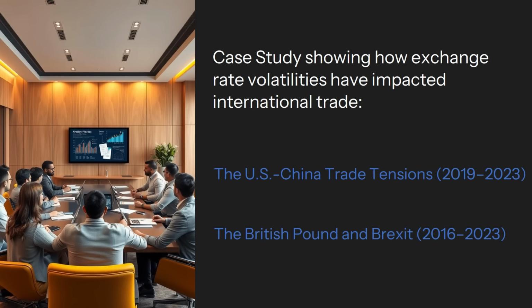This fluctuation affected various sectors, especially industries heavily dependent on imports and exports. The depreciation of the pound made British goods cheaper for buyers in the EU and other regions, temporarily boosting exports, while simultaneously increasing the cost of imported goods and materials, particularly from the EU, leading to higher input costs for UK businesses and inflationary pressures on consumer goods.